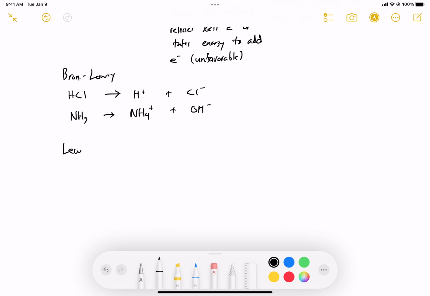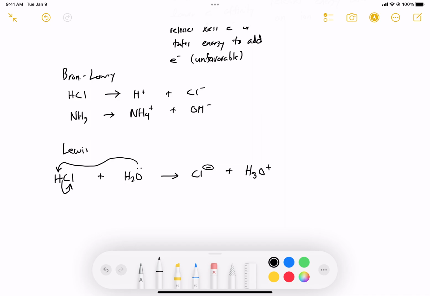Now let's talk about the Lewis definition. So it's kind of the opposite. Let's do H2O again. In this case, you have electron pairs. What's happening is that the water is taking a proton here, and the bond is going to break and go to chlorine to give you Cl minus plus H3O plus.